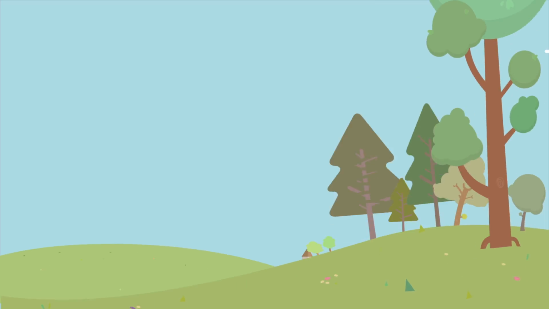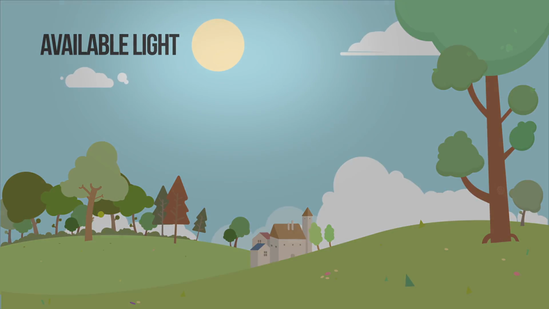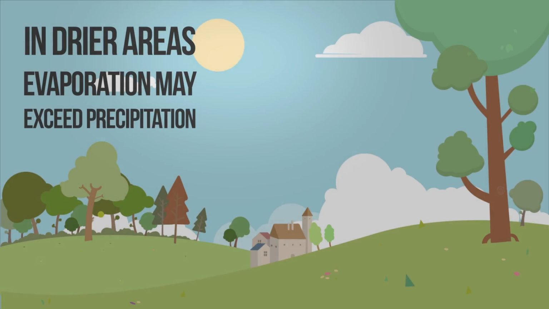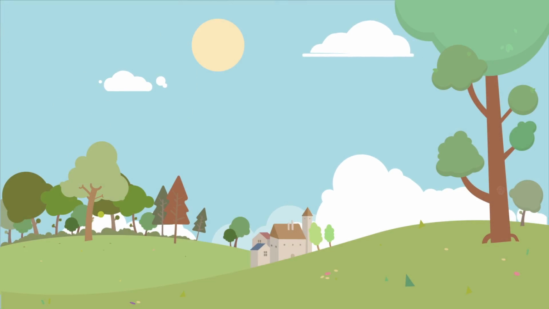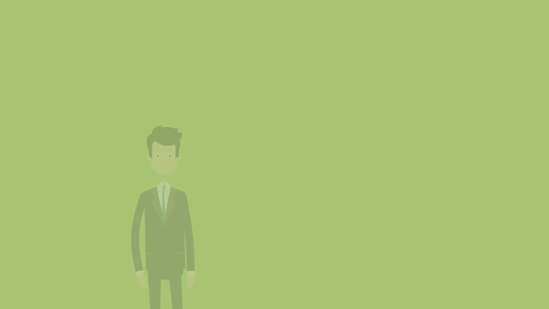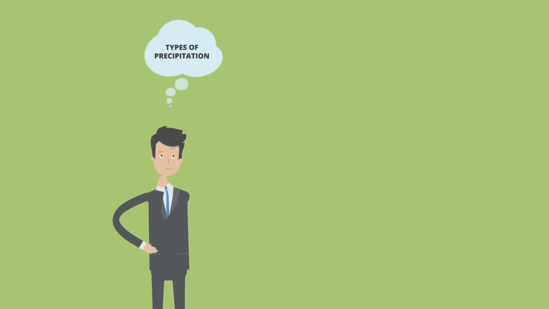Another limiting factor associated with precipitation is available light. As precipitation rises, available light decreases. In some locations that are particularly clouded or humid, there's not enough available light for certain plant species to flower, while conversely, in drier areas, evaporation may exceed precipitation, drying out plants. Whatever the conditions on your plot, you can design to ameliorate precipitation shortfalls or excesses. So, it makes sense to try to understand the types of precipitation that you may be working with.